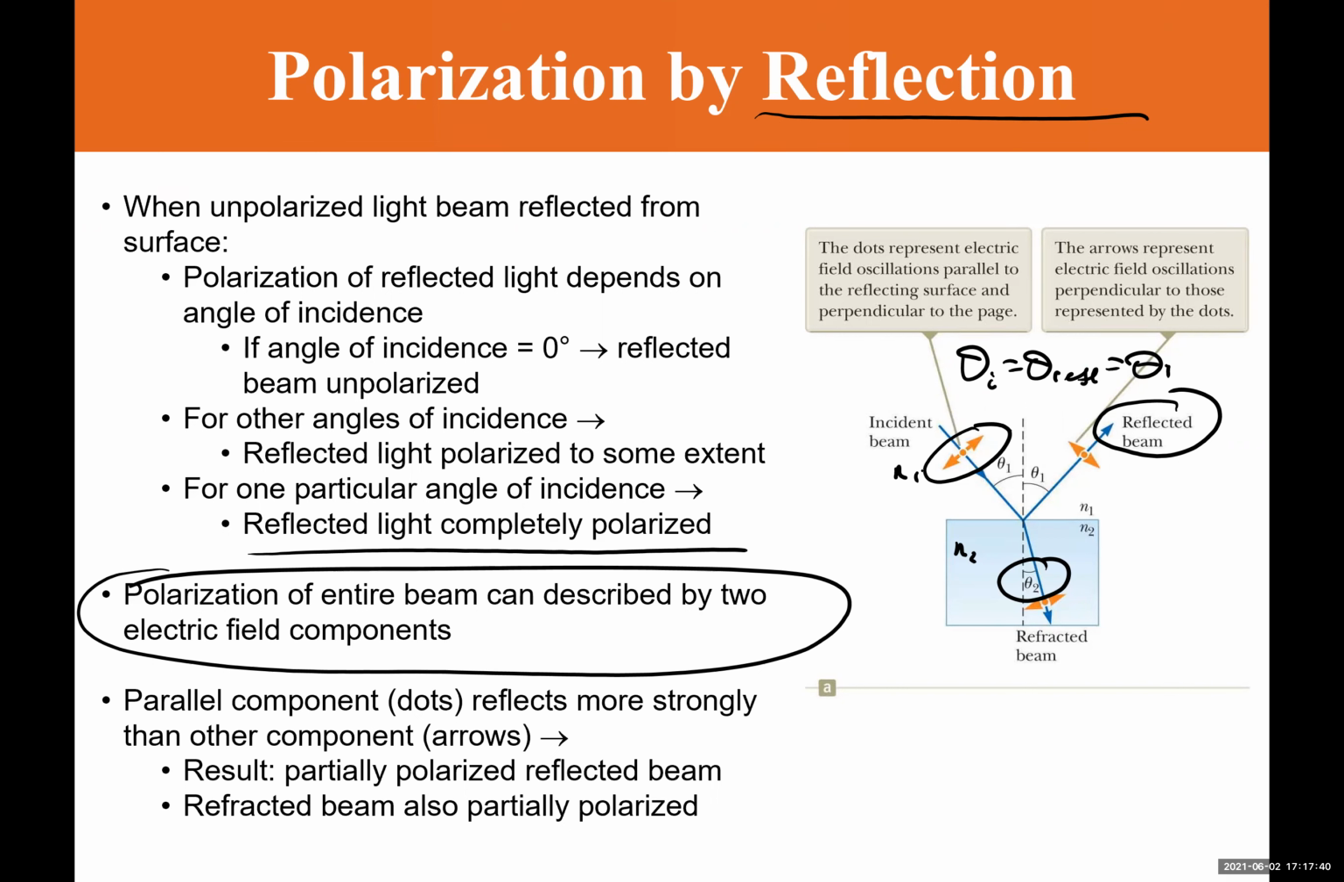So the dots are toward you and into the page, right? Those represent the electric field oscillating parallel to the reflecting surface and perpendicular to the page. That means those parallel components reflect more strongly than the other components, which are the arrows like this, right? So the result is a partially polarized reflected beam, and the refracted beam is also partially polarized.